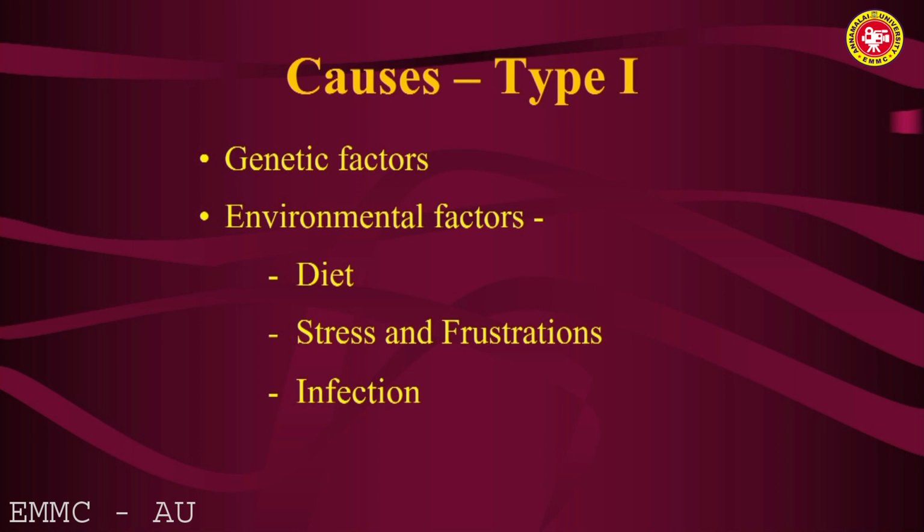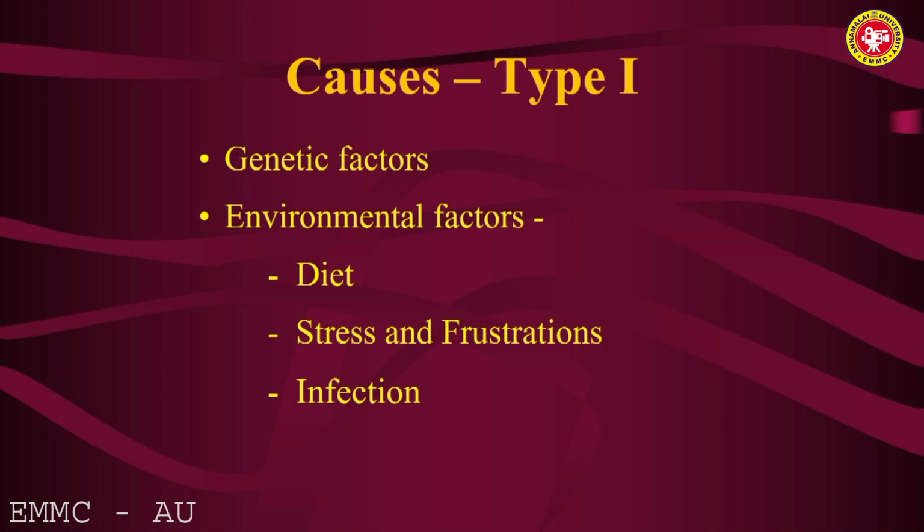So now we are going to give the general causes for type 1 diabetes, due mainly to the genetic factor. Then environmental factors, which include diet, stress, frustration. So stress is the predisposing factor for almost all the diseases.